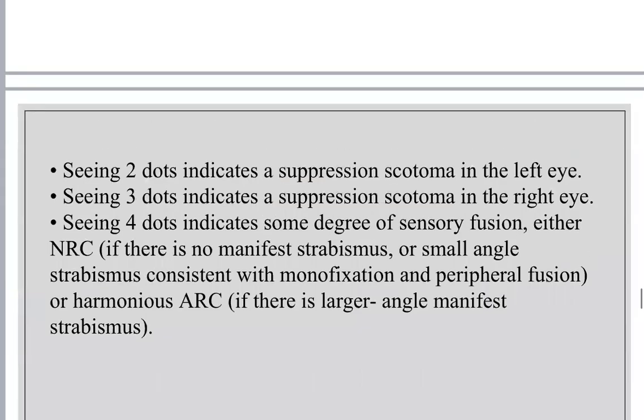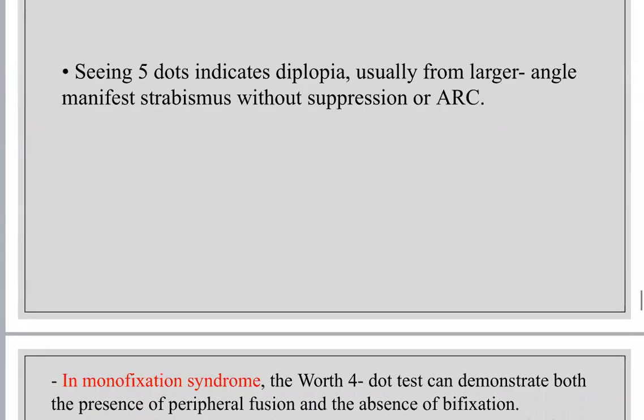Here are the possibilities. If you see just 2 dots of red, this means that you have left suppression. If you see just 3, this means that you have right suppression. If you see 4, this means that you have normal retinal correspondence or harmonious anomalous retinal correspondence, but the binocularity function is good. Seeing 5 dots indicates diplopia.